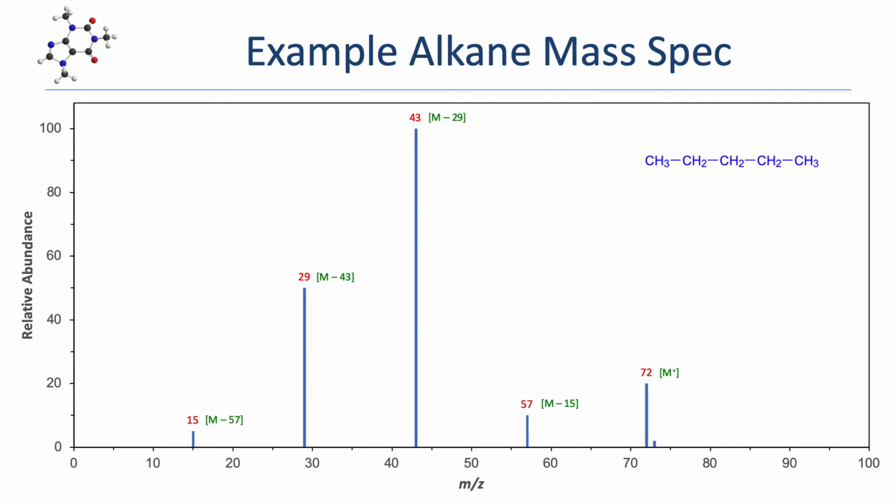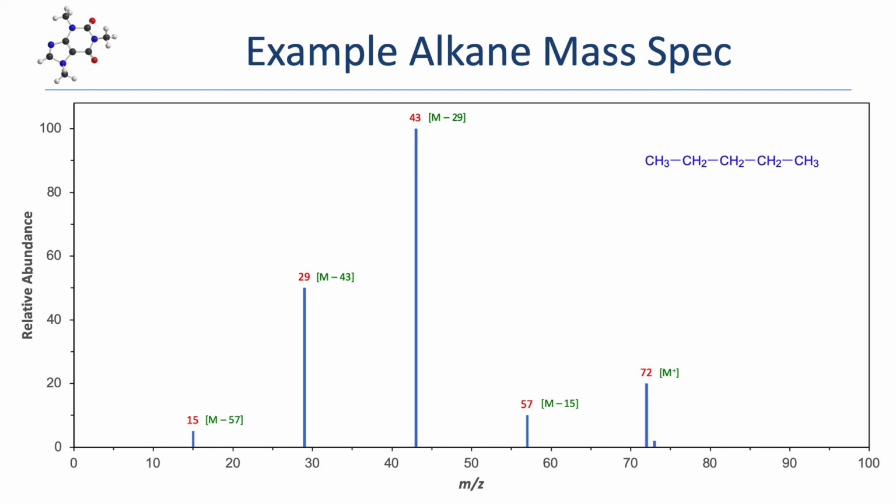And then we have a peak at a mass to charge ratio of 29, that's going to be an ethyl cation, and again we could represent that as M minus 43, loss of a propyl radical. And then finally, we have a peak at 15. That represents a methyl carbocation. Again, we can represent it as M minus 57, loss of a butyl radical.